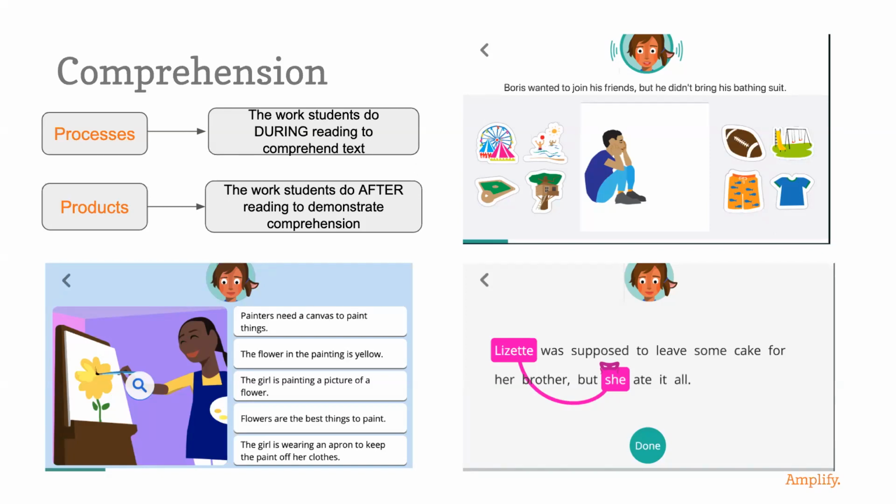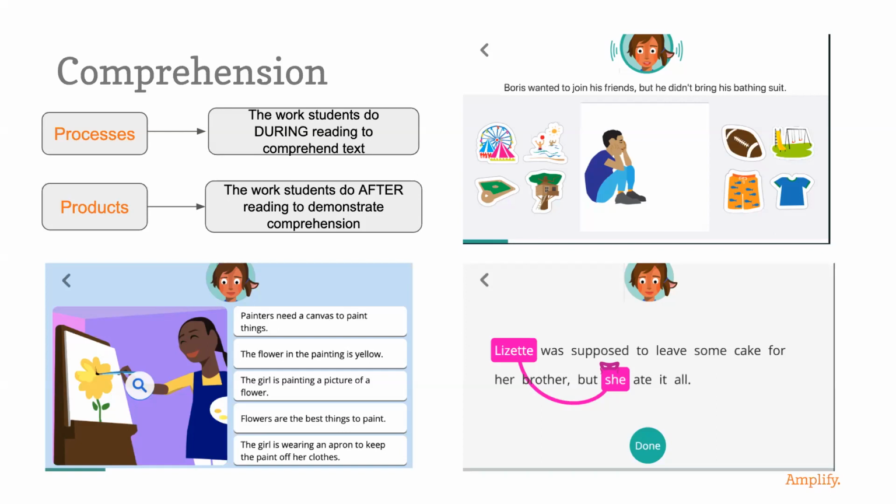And so for that reason, Amplify Reading was designed to include both of these types of comprehension focuses. So for example, you'll see here in the lower left, this is an example of a comprehension product game. And so students are asked the main idea here. And this is just simply a main idea game.